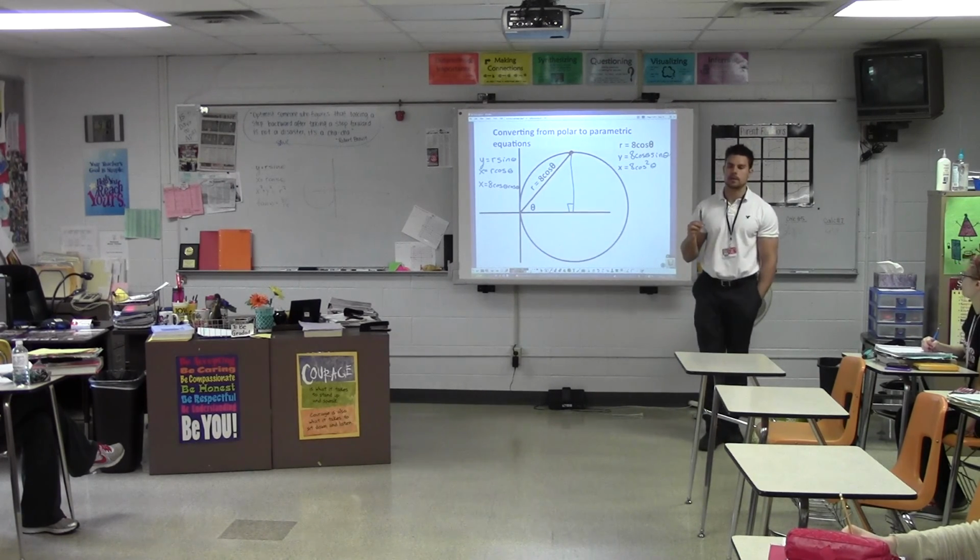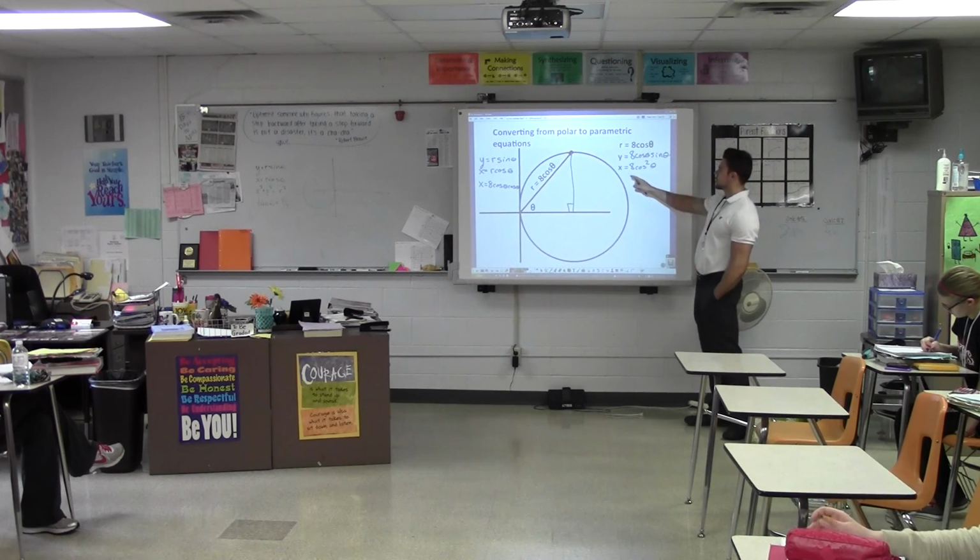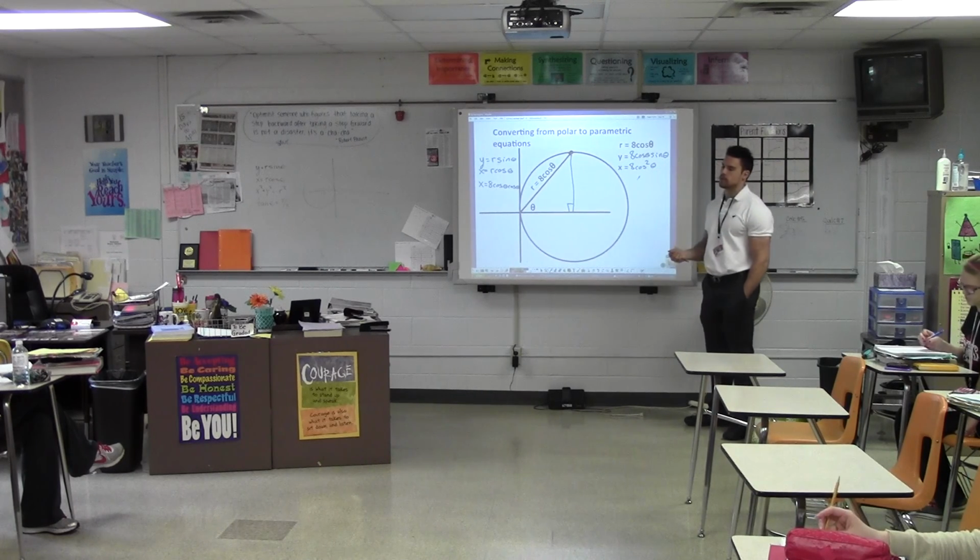Does this seem easier now than it did then? Wait, what happened to t though? Parametric just has to be in terms of some other function or some other variable. So for example, this y and the x are both in terms of theta. Oh, okay. They could both be in terms of t as well.